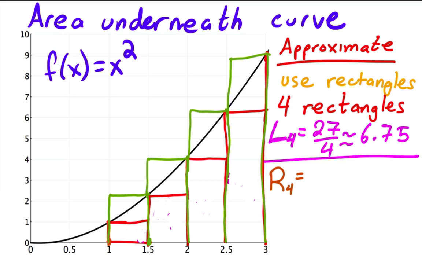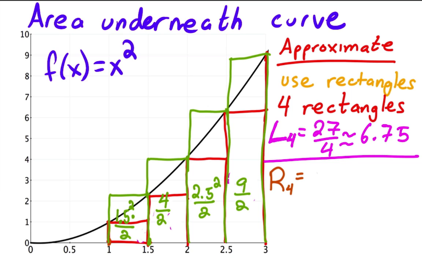Okay, so let's put in the areas. The area of this first one is going to be 1.5 squared times 1/2. Maybe I'll just do it over 2 instead. And then the height of the second one is going to be 4, and then over 2, because it's times the width, which is 1/2. And then 2.5 squared over 2. And then 3 squared, which is 9 over 2.